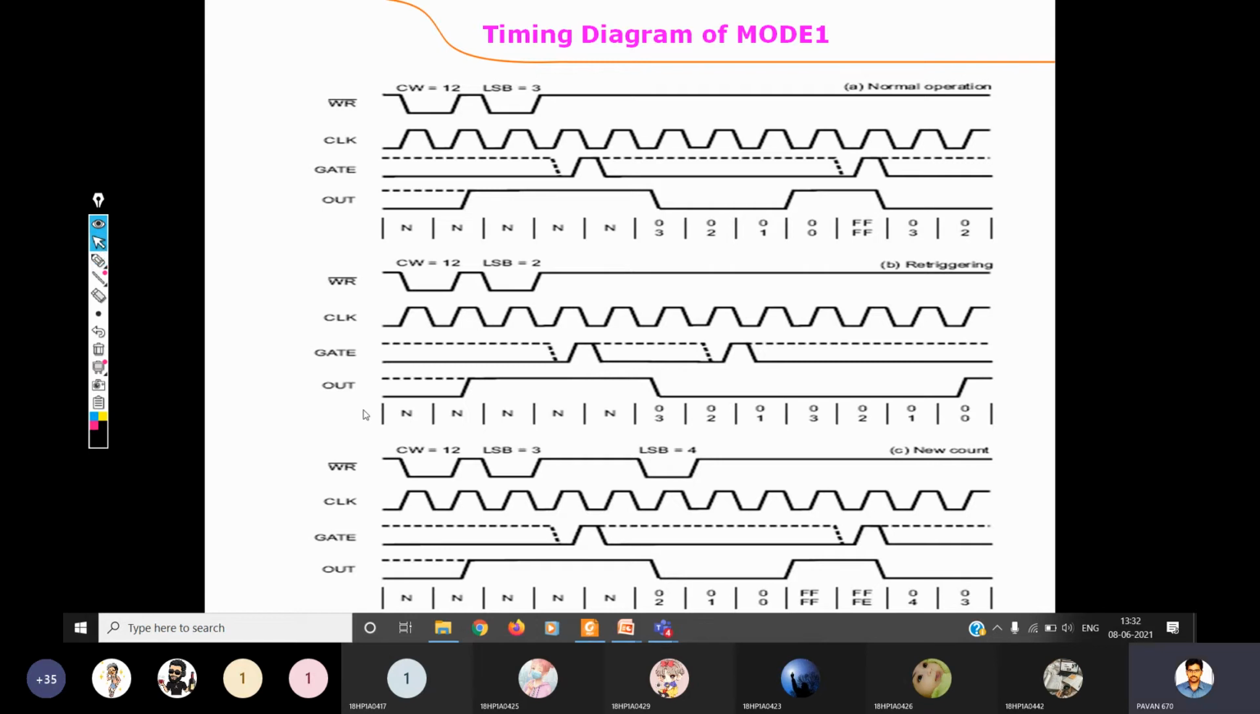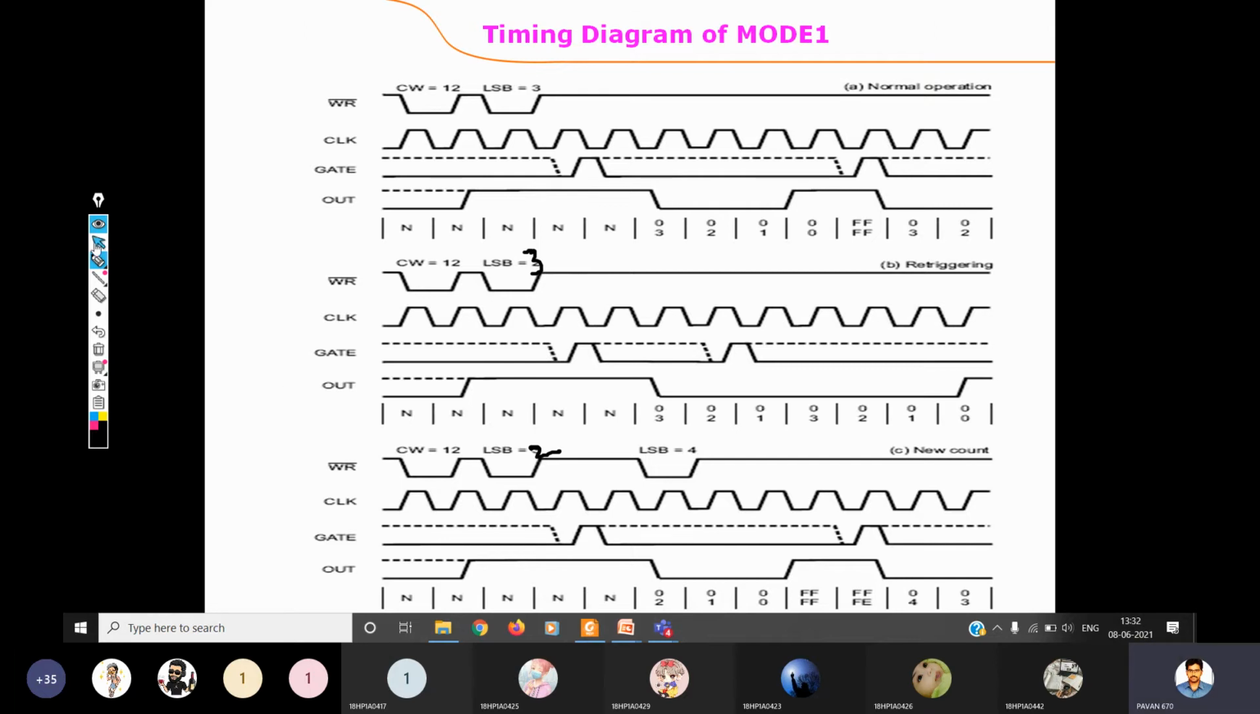Let's come to the new count. Suppose some previous value 3 is there. Let us take an example, whatever it is. There is a small mistake in the diagram. Let us say this is 3, and let us say this is 2. Then it will be properly understandable to you. A small mistake in the diagram. Okay. This is 3. Let us say this is 2.